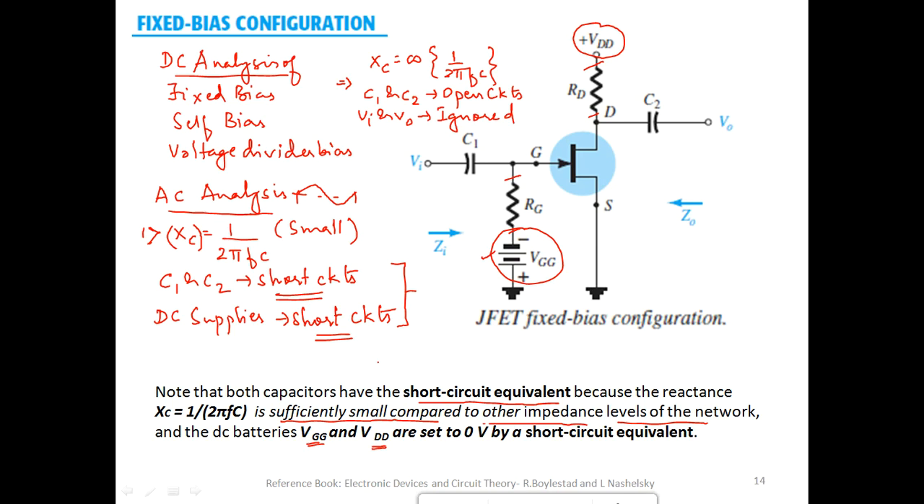So what did we do now? So far we have seen how to represent a JFET by its corresponding AC equivalent model, and just now we went through 2 points, point number 1 and point number 2 for AC analysis. So can we just add these two things and get a complete AC equivalent model for a fixed bias configuration? Yes. That can be done, and we'll be doing the same thing in the following slide.